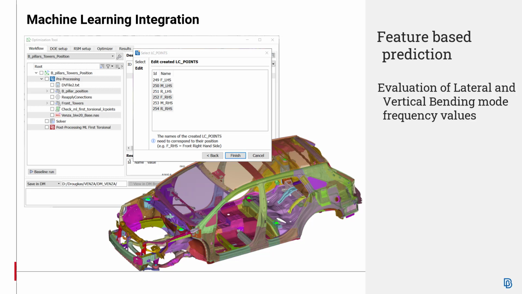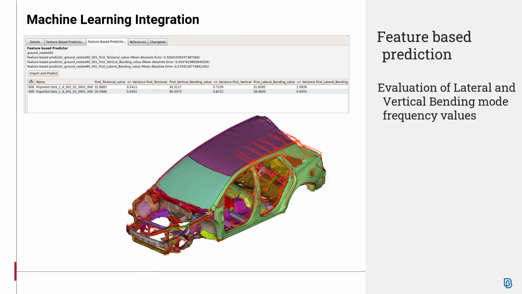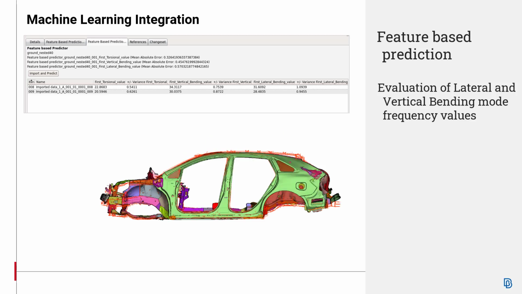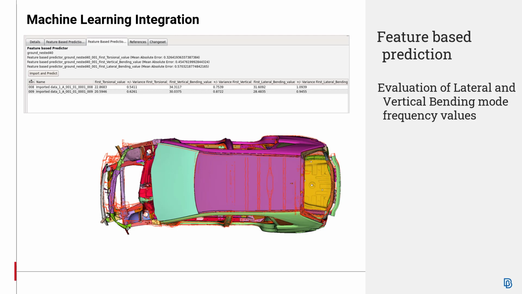A similar wizard is also available in version 22.1 to identify local modes and use them as key values for machine learning training. Prediction is done in Convos for all modes, that is, the first torsional, first vertical bending, and first lateral bending at the same time.